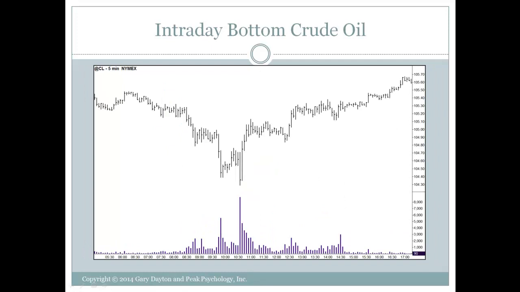Here's crude oil. Boy, do these look similar or what? We saw it on the weekly, we're seeing it on the daily, and now we're seeing it on the, forget what was the cable there, 15-minute chart, and here's 5-minute crude oil.